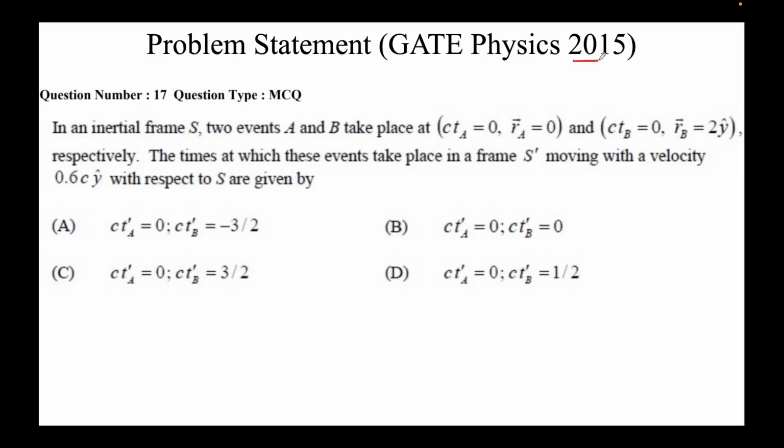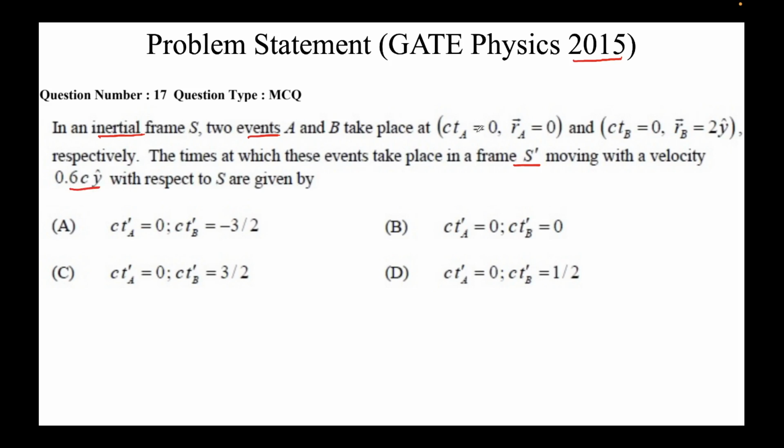The problem statement from GATE Physics 2015 reads as follows. In an inertial frame S, two events A and B take place at ctA equal to 0 and the space coordinate rA vector is 0. And the second event B is ctB equal to 0 and rB is 2y cap respectively. The times at which these events take place in a frame S prime moving with a velocity 0.6c y cap with respect to S are given by.